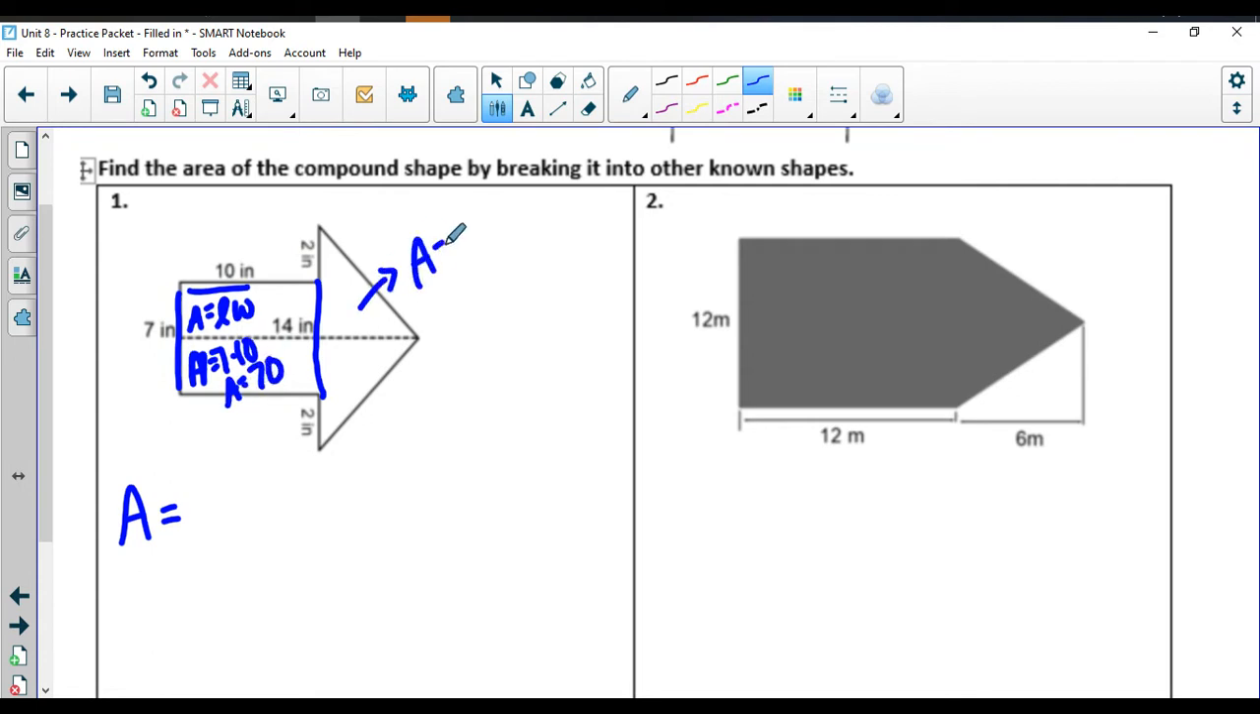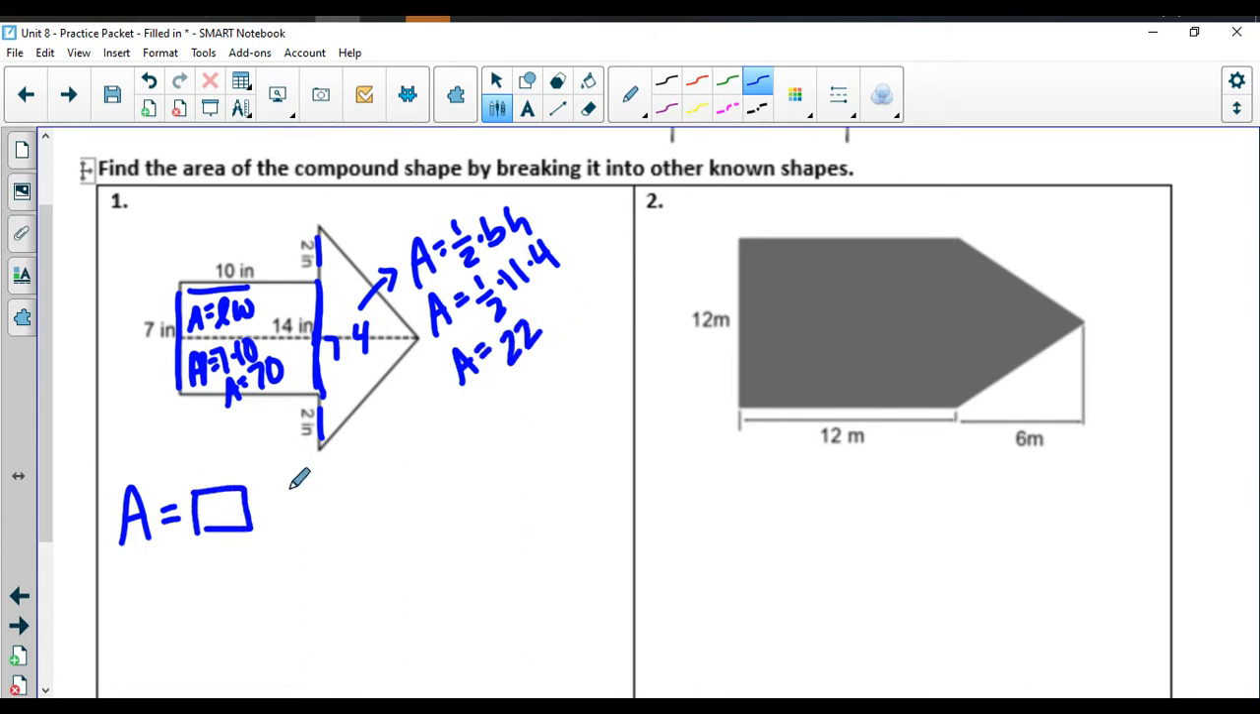For my triangle, area is 1/2 times the base times the height. The base goes all the way across here, which is 7, but I also have 2 and 2. So my base is 11. This whole entire height here is 14. 10 gets taken up here, leaving me my height of 4 for the triangle. So 1/2 times 11 times 4 is 22.